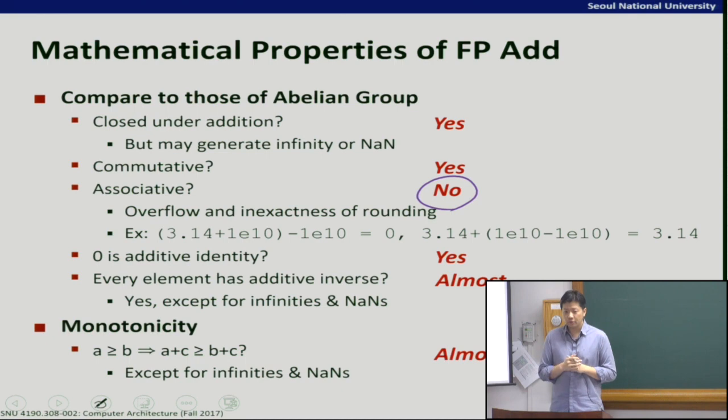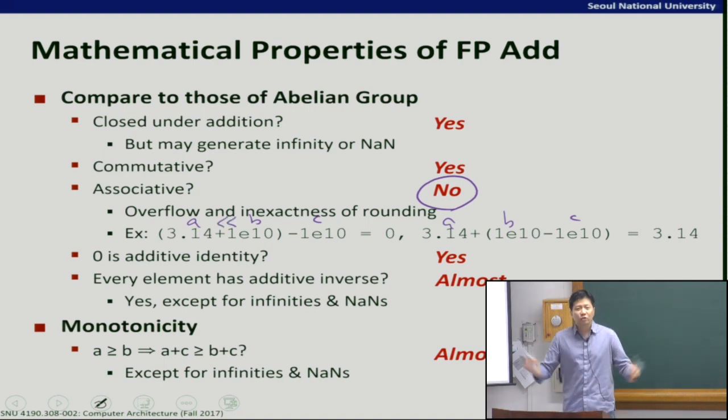Why? Because I can show you a counter example. Let's say these are A, B, and C. In this case, depending on the order of computation, the results are different. In the first case, let's say B is a much bigger number than A. We take a decimal number as an example, but generally this pattern holds true for binary numbers too. So let's say B is 10 to the power of 10.